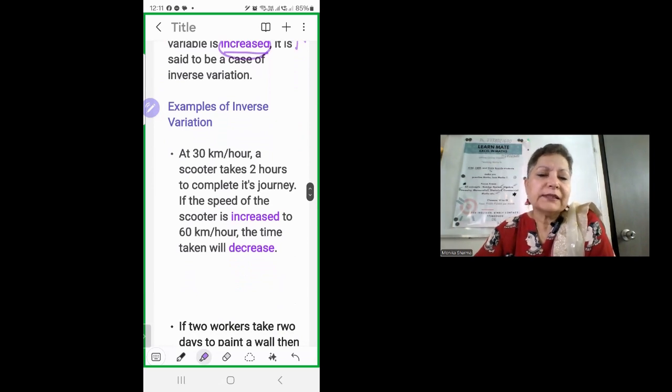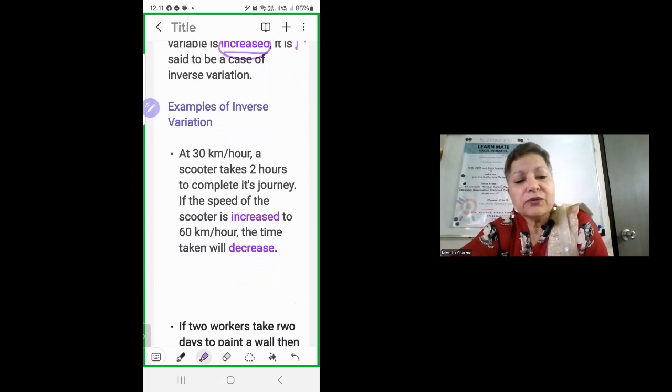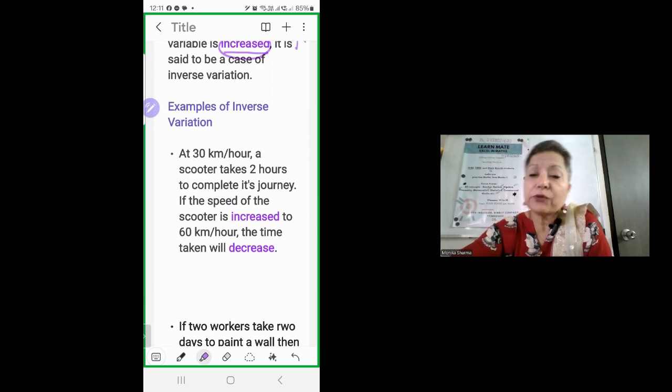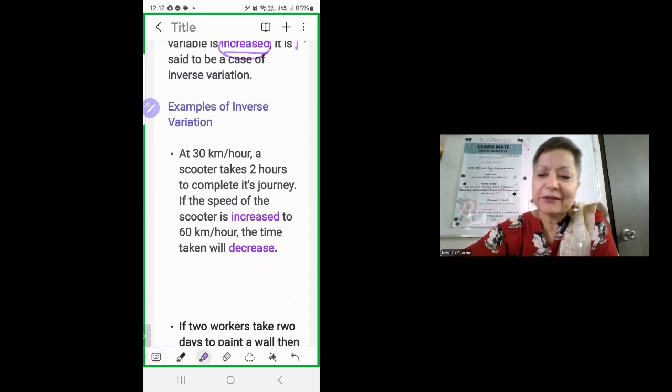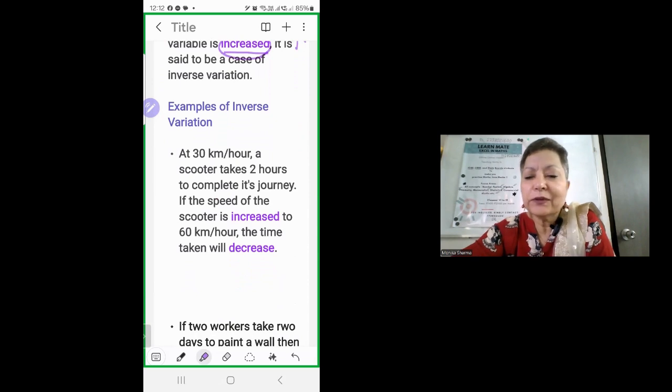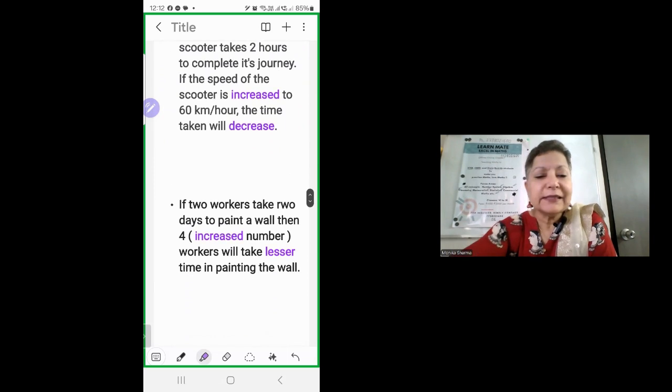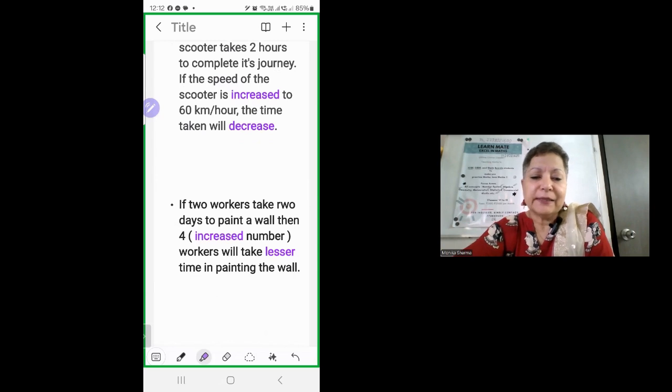At 30 kilometers an hour, a scooter takes 2 hours to complete its journey. If the speed of the scooter is increased to 60 kilometers an hour, obviously, do you think it's going to take less time or it's going to take more time? It is going to take less time. And so the time taken will decrease. Similarly, if two workers take 2 days to paint a wall, then if I increase the number of workers, the time taken is going to be less. So this is how we are going to be talking about direct and inverse variation.